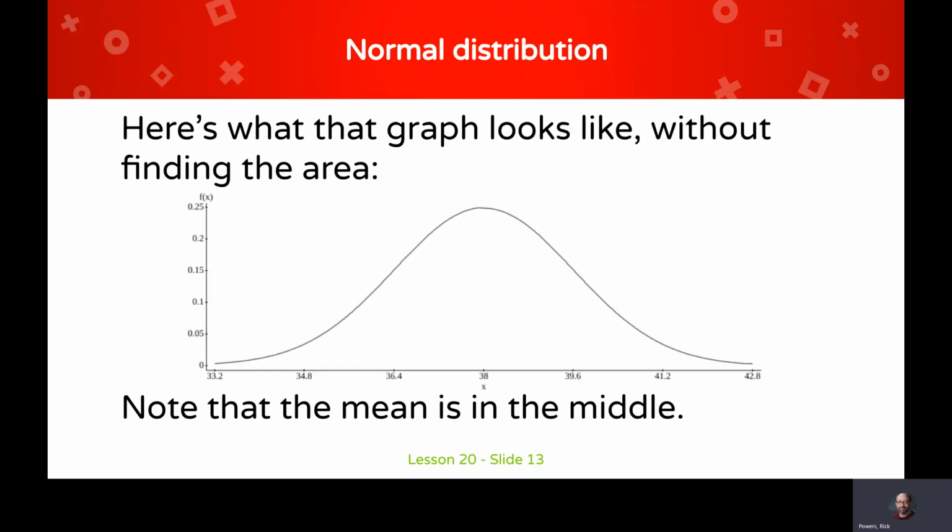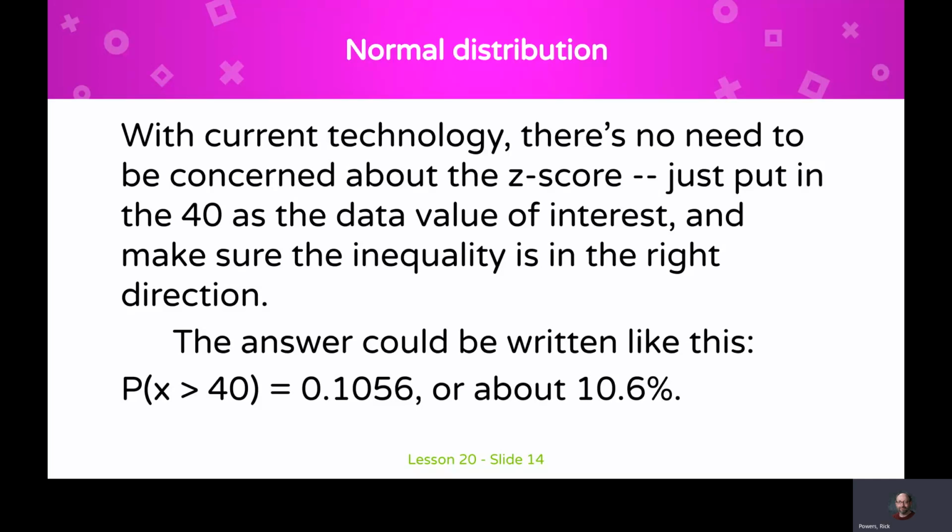Here's what the graph looks like without finding the area. Notice that the mean, 38, is in the middle. With current technology, there's no need to be concerned about the z-score. Just put the 40 as the data value of interest and make sure the inequality is in the correct direction. The answer could be written like this: probability that x is greater than 40 is equal to 0.1056, or about 10.6%.